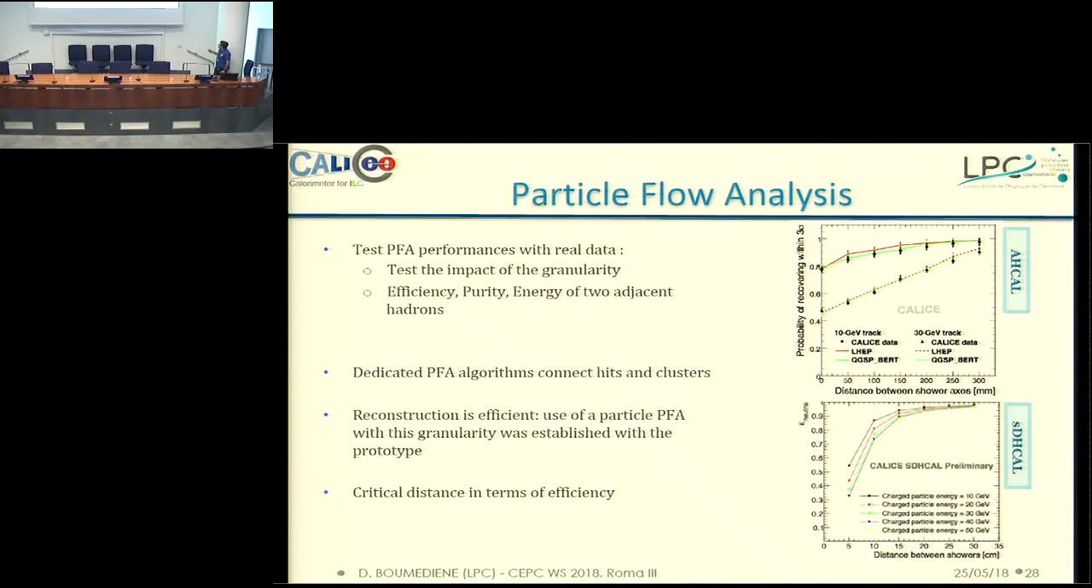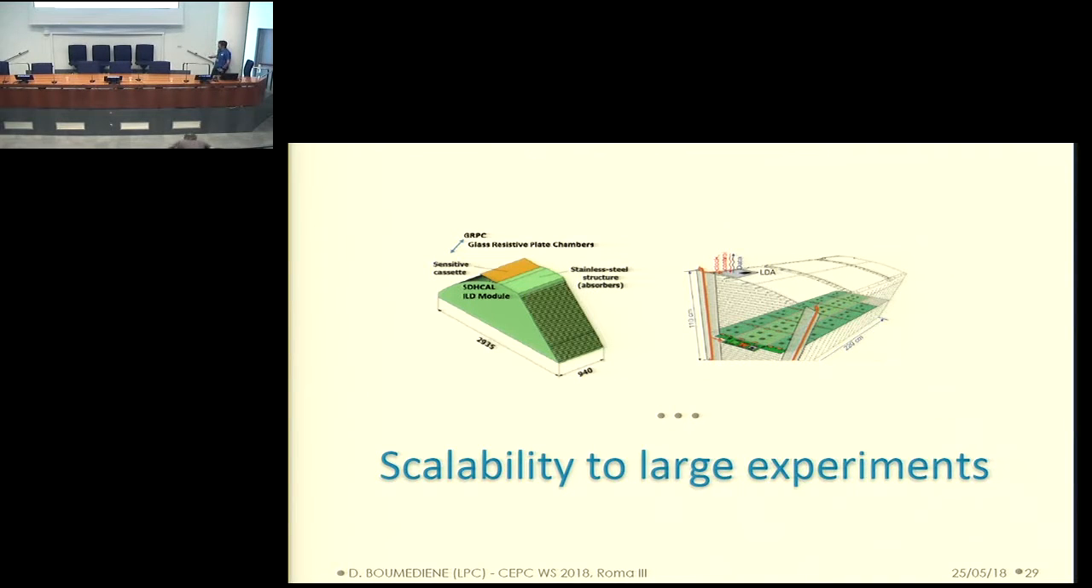Okay, it's not exactly the same estimator that is used, but the message is that in the case of the AHCAL, you have a trend. It's more and more difficult to separate showers when you have a small distance between them. In the case of the SD HCAL, you have a quite excellent separation and a sort of threshold below 10 centimeters, under which it's difficult to make the separation. So this is for the prototype.